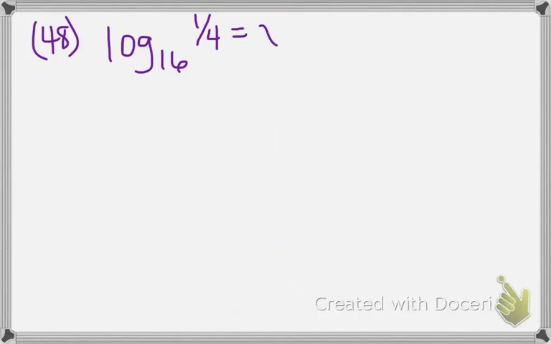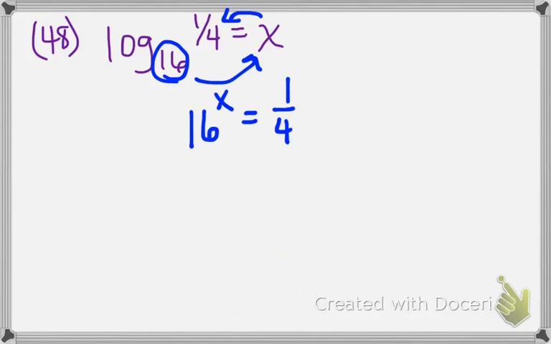Number 48. I've got log base 16 of 1/4. I'm going to go ahead and write it as equal to x so that I can complete my change. So this will be 16 to the x power equals 1/4. And I have kind of the same situation I did last time, except it's a little bit reversed. So 16 to what power gives me 1/4? I can play around in the calculator, or I can try to rewrite this a little bit.